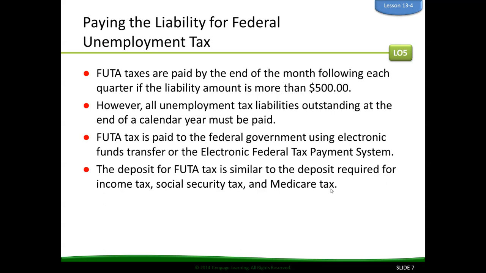Paying the liability for federal unemployment taxes. Federal unemployment taxes are paid by the end of the month following each quarter if the liability amount is more than $500. So employers have been paying federal unemployment and state unemployment taxes all along. Now, with the pandemic that we are suffering and the economic crash that we're suffering, people are applying for those unemployment benefits. So those are covered through taxes that our employers have been paying forever.